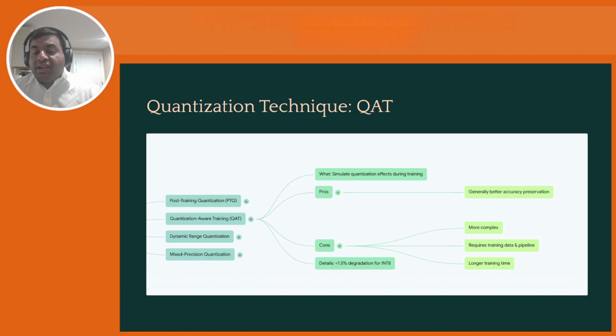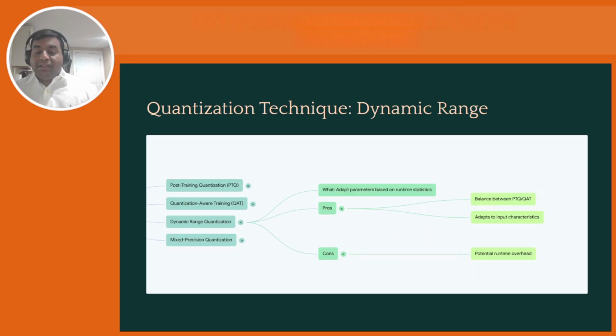Next technique is quantization-aware training. Here we simulate the effects of quantization during the model's training or fine-tuning process. The model learns to compensate for the precision loss. The main pro is that QAT generally achieves better accuracy preservation compared to PTQ, often with less than 1.5 percent degradation for integer 8 conversions. The cons: it's more complex to implement, requires access to the original training data and pipeline, and involves longer training times. QAT is the preferred method when accuracy is paramount and the cost of retraining is acceptable in some use cases.